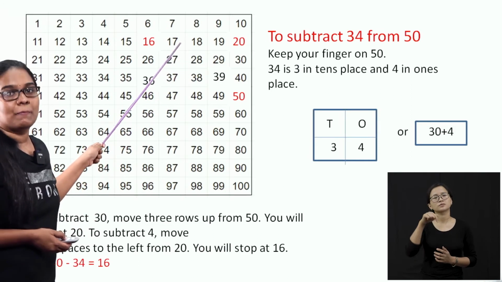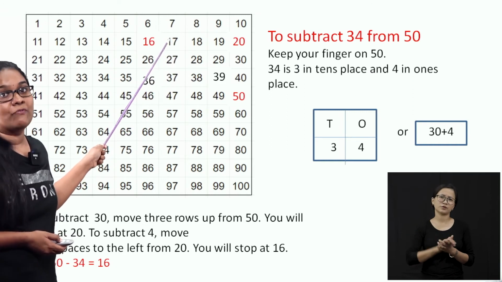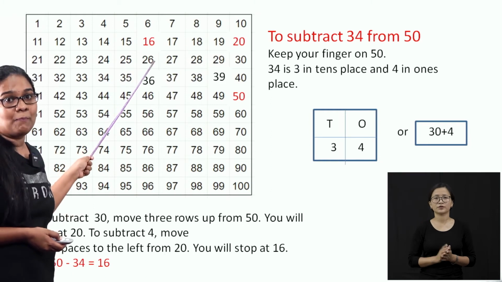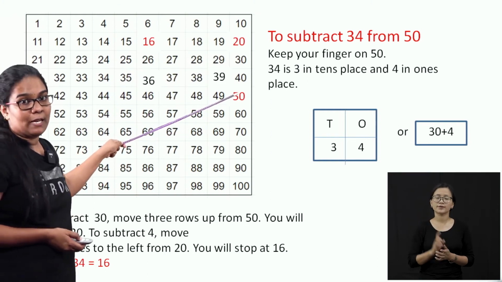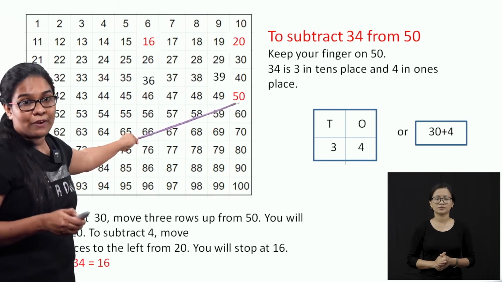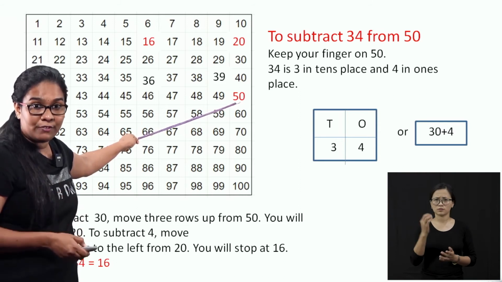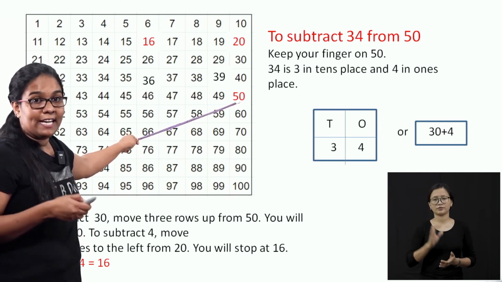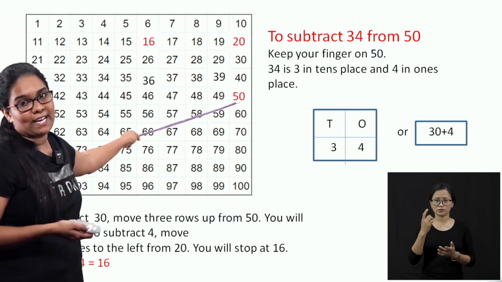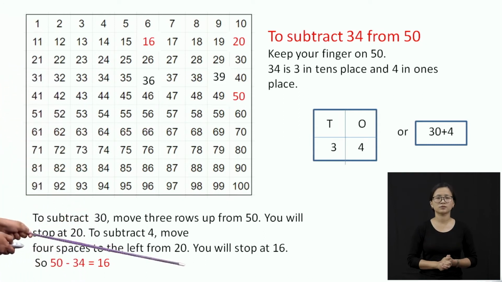Here we are going to subtract 34 from 50. For that, first you have to keep your finger on 50. Then we already know which number? 3 in the tens place and 4 in the ones place. 30 plus 4. Then we want to subtract 30.